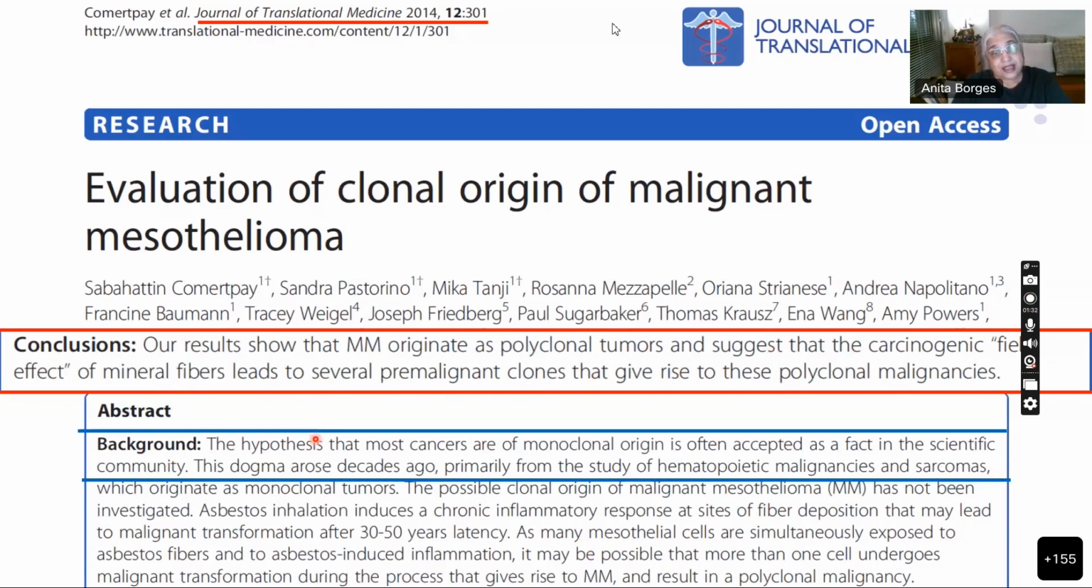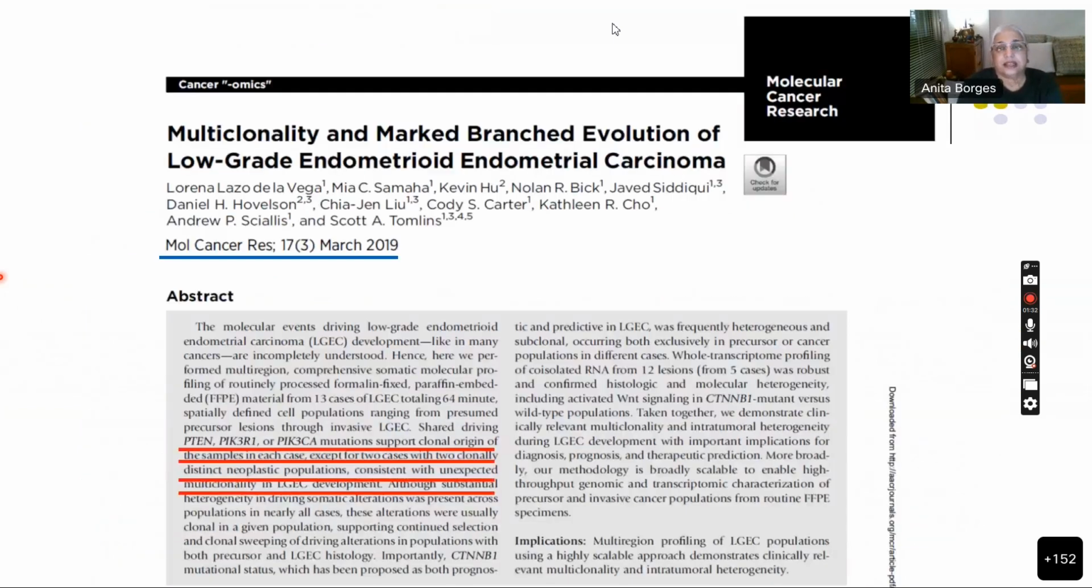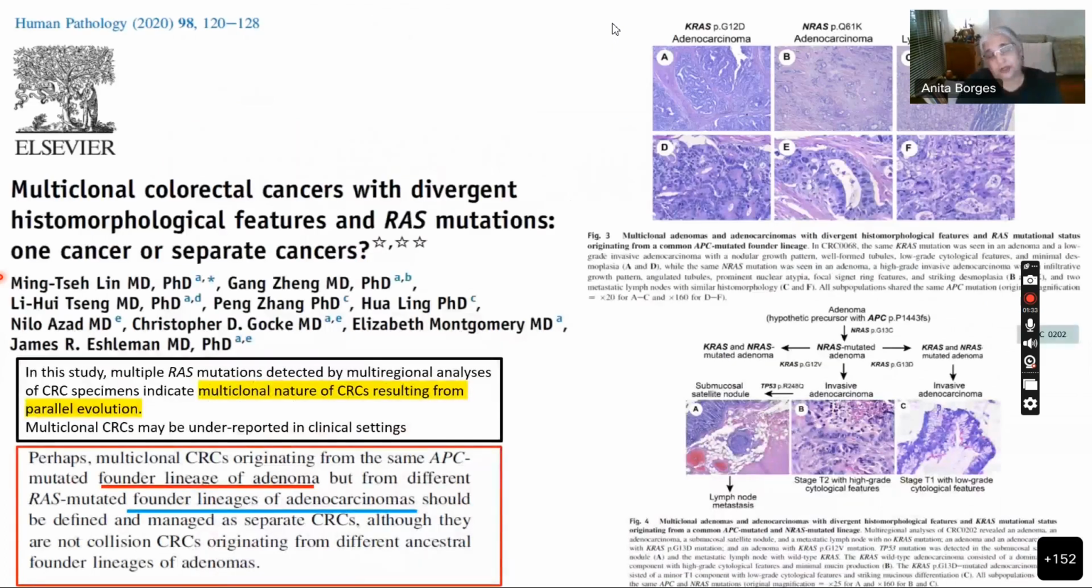But it goes even further, and it says that the hypothesis that most cancers are of monoclonal origin is often accepted as a fact by the scientific community. Why? Because this dogma, that means this belief, rose decades ago through the study of hematopoietic malignancies and sarcomas. Because there you have these translocations, you have these mutations, and there is this clonality, now you can do it by flow, etc. But many solid tumors, perhaps more often than we suspect, show polyclonality. And if you think that that's only in mesothelioma, here is one for endometrial carcinoma. And if you think that that's the only one, now we've found it in colorectal tumors.